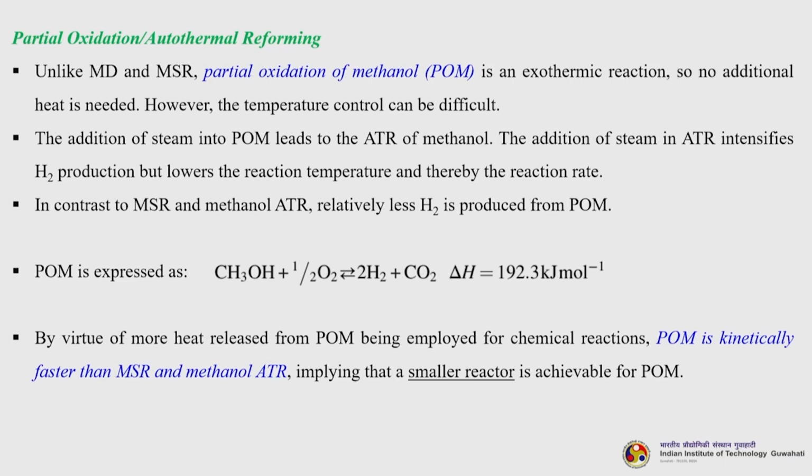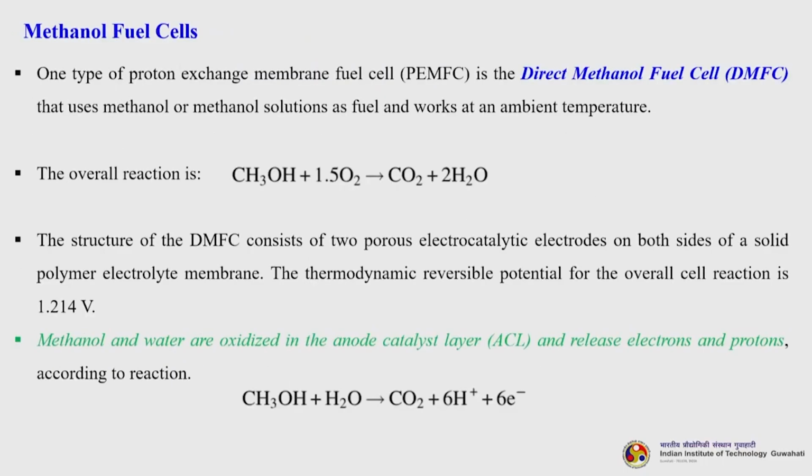delta H of 192.3 kilojoules per mole, and you can see a higher delta H if you compare to other reactions. Now, by virtue of more heat released from POM being employed for chemical reactions, POM is kinetically faster than the MSR and methanol ATR, implying that a smaller reactor is achievable, or it will be good for carrying out the POM. Now, we will discuss the methanol fuel cells.